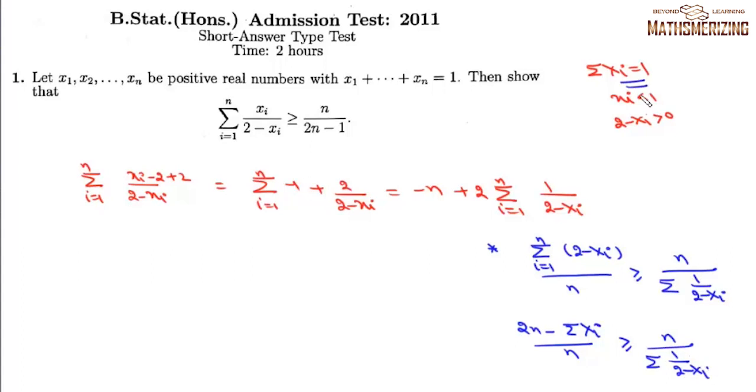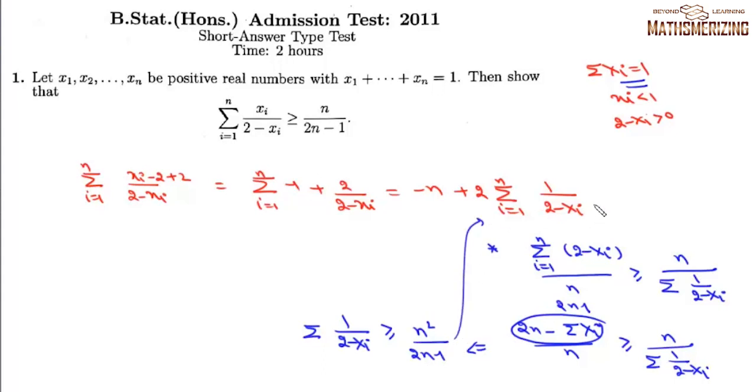Now the summation of xi is 1. So in the numerator, we'll have 2n minus 1. So from here we can say the summation of 1 upon 2 minus xi is always greater than or equal to n square upon 2n minus 1. Now we'll come back to our original expression. So from here we can say this expression is always greater than or equal to minus n plus 2 into, now for this summation we can replace it with n square upon 2n minus 1.